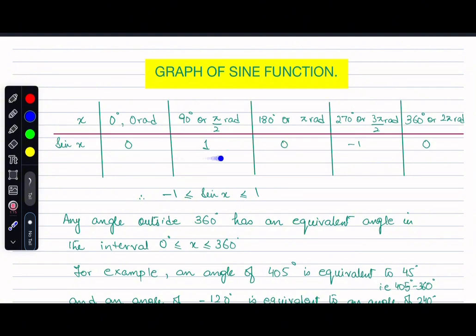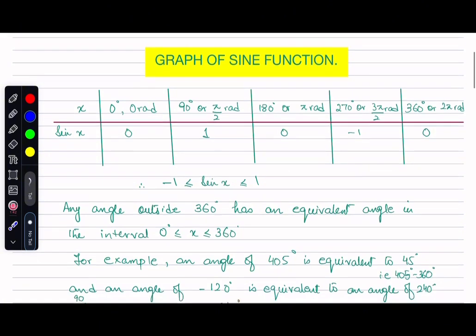And from these values, I can see that negative 1 is less than or equal to sine of x, which is less than or equal to 1, meaning this is going to be the range of the sine function. We have discussed earlier also that if the sine value is less than negative 1 or greater than 1, then it is not possible.